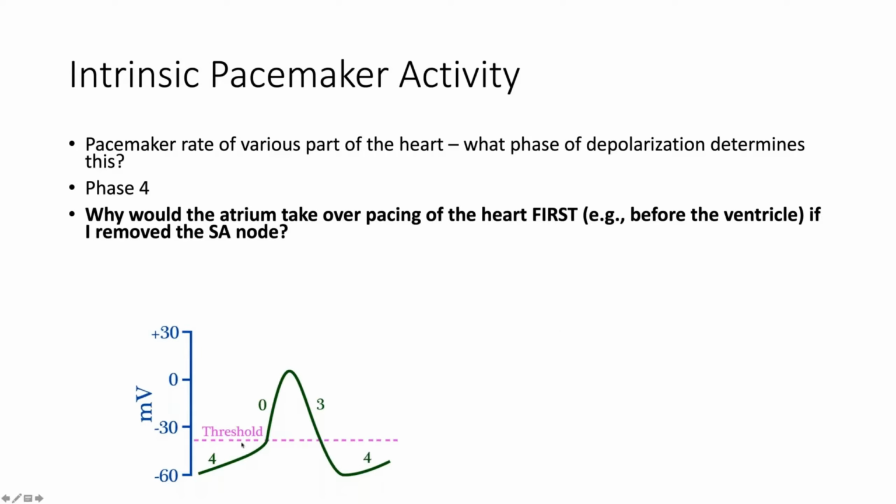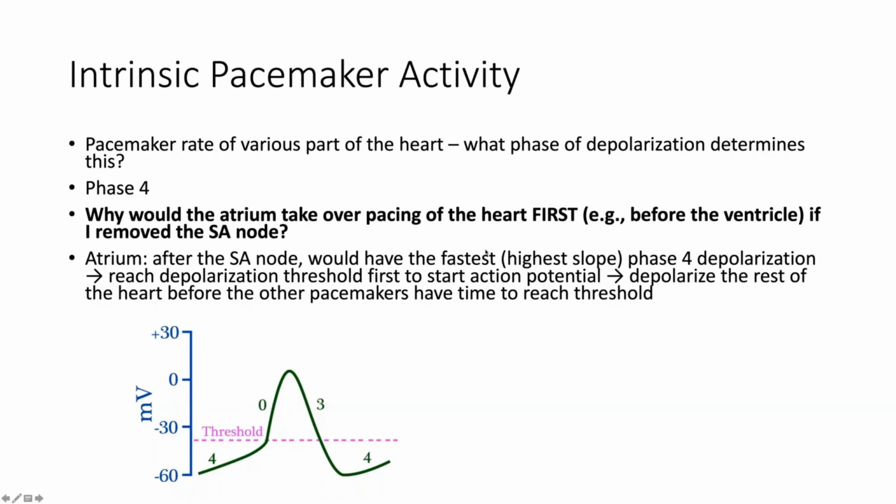Another way of thinking about the slope is how fast or how slowly do I reach the threshold at which the voltage-gated calcium channels are going to open? Which has a faster intrinsic rate, my atria or my ventricles? The atria. Great. What does that mean about the slope of their phase 4 depolarization? Sharper, or it's faster than that of the ventricles. Perfect. Yeah, exactly. So what is going to determine the pacing of my heart? Is it going to be my atria first, or my ventricles? So it would be the atria. Yeah, exactly. They have the fastest slope.